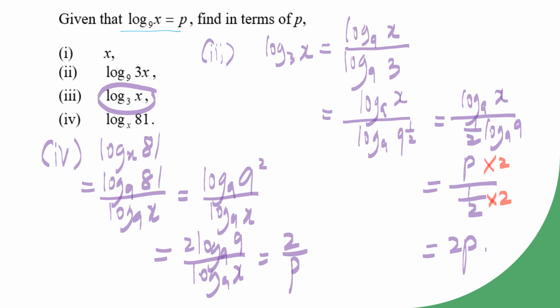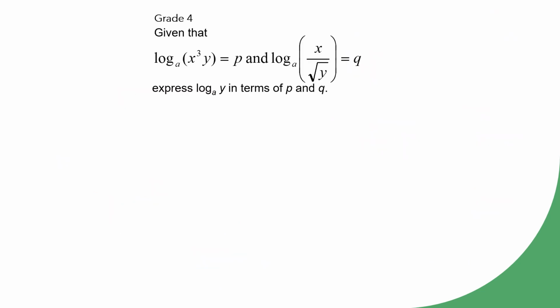Okay, so to summarize, there are some of these tricks that you must know. Like for example, you must know that you can write 4 as 2 to the power of 2, and 2 you can write as 4 to the power of half, and so on and so forth, so that you can apply the power law. Come to the last question, which I consider the most challenging one. Okay, because you're supposed to find log y base a in terms of p and q. Right, you're given 2 equations there.